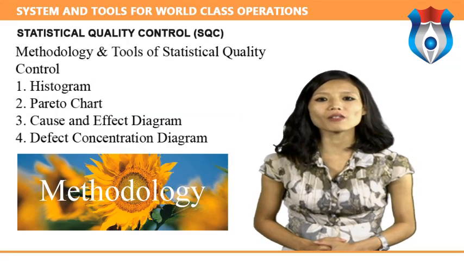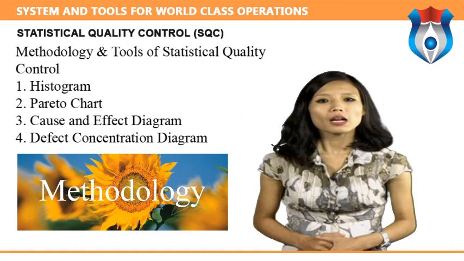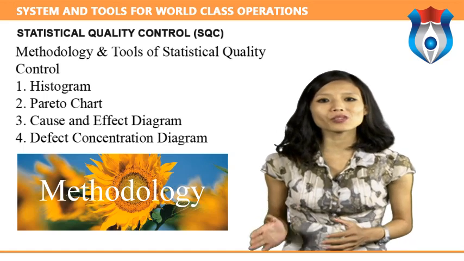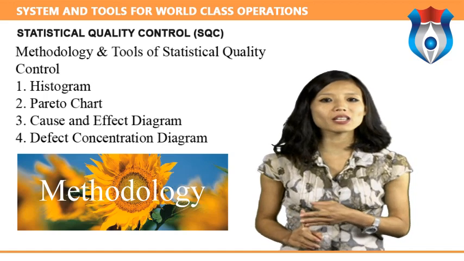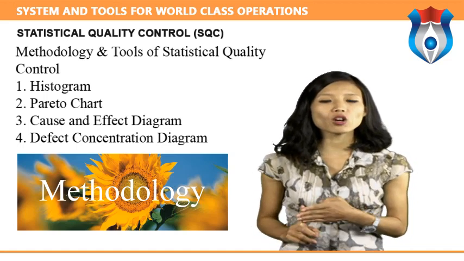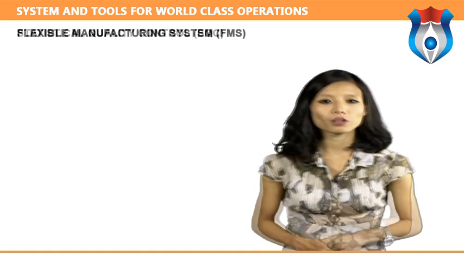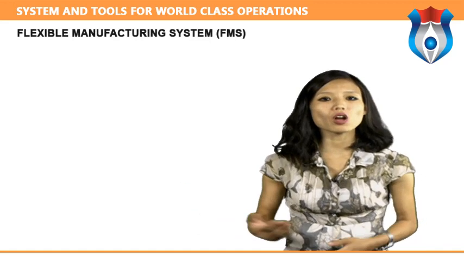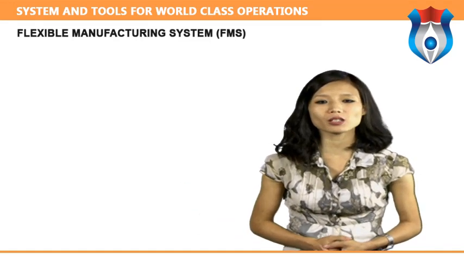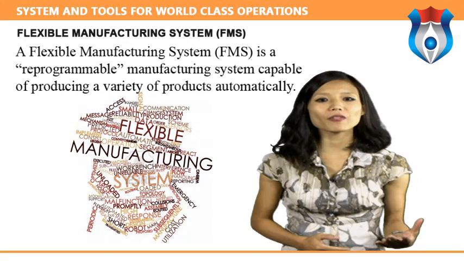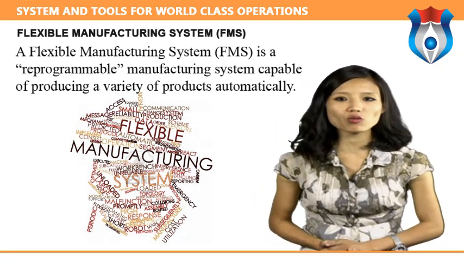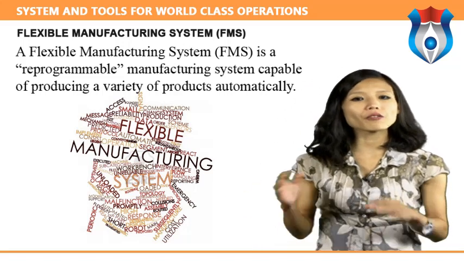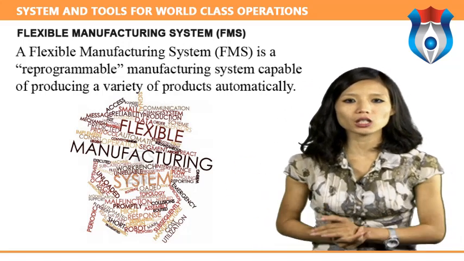Methodology and tools of statistical quality control. The major tools used for statistical process control are histogram, Pareto chart, cause and effect diagram, defect concentration diagram. Moving on further, let us now talk about flexible manufacturing system. A flexible manufacturing system, FMS, is a reprogrammable manufacturing system capable of producing a variety of products automatically.